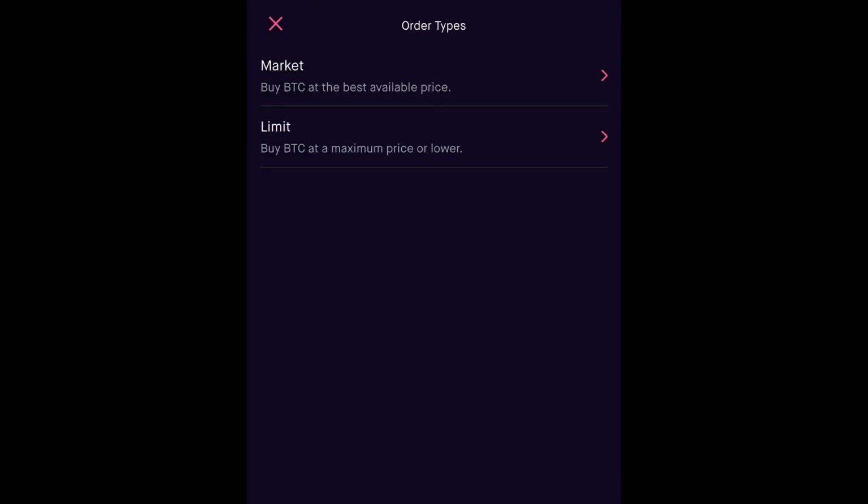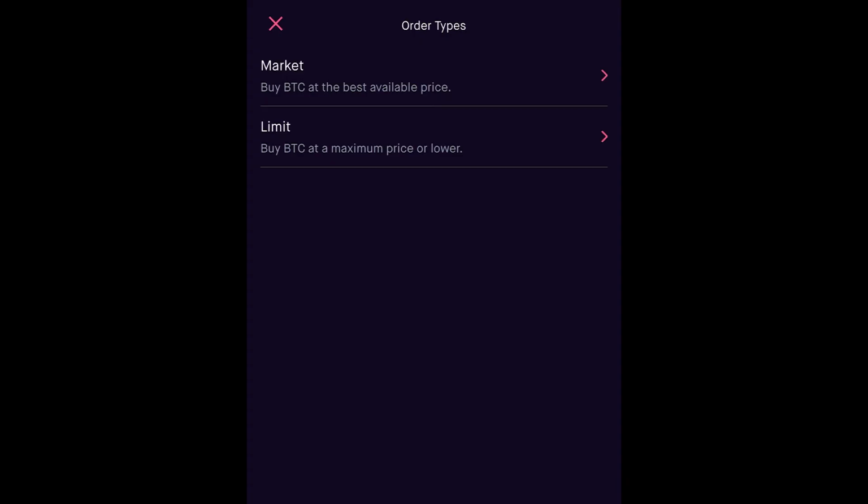Now the point of a limit order is because generally you want to buy low and sell high, because that's the way that you can make the most money. Now when you're buying something, whether that's a stock or cryptocurrency, we're going to want to buy low, and the point of the limit order is that you can limit the price at where it actually executes.